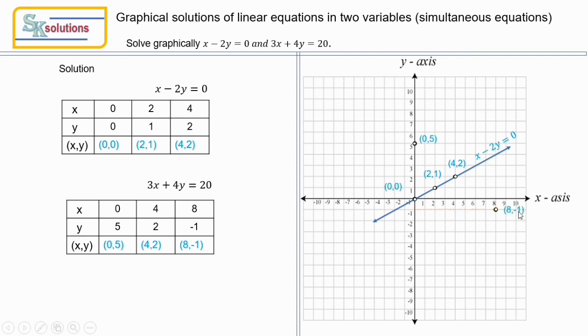(8, -1). Okay. Now we have these 3 points and we can draw a straight line passing through these 3 points. So let us draw it. Okay, here is your line. And what is the equation of this line? That is 3x + 4y = 20.